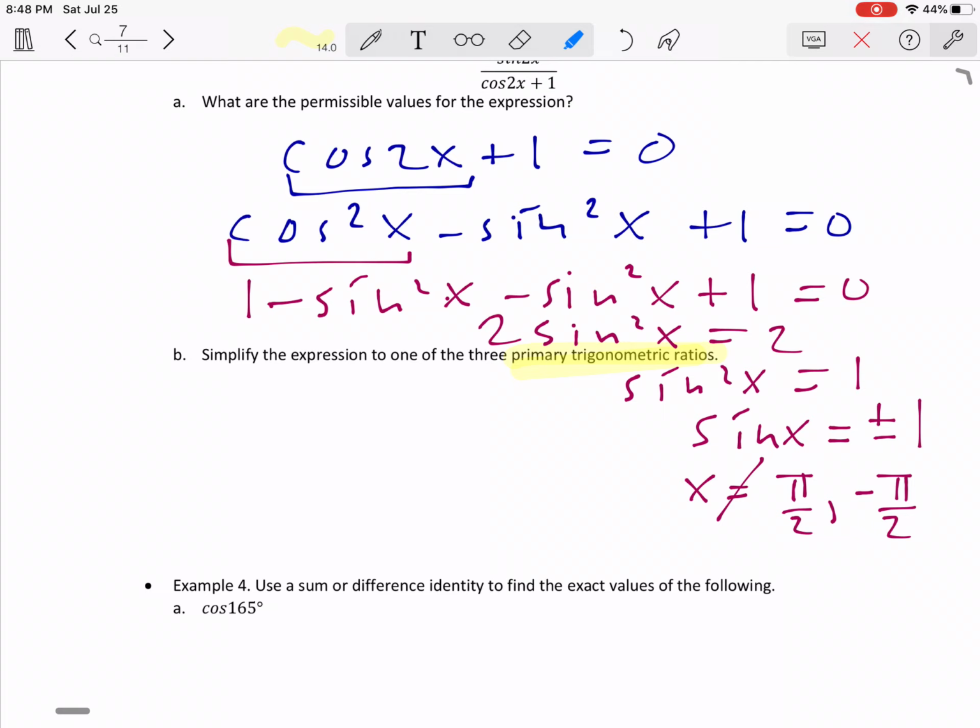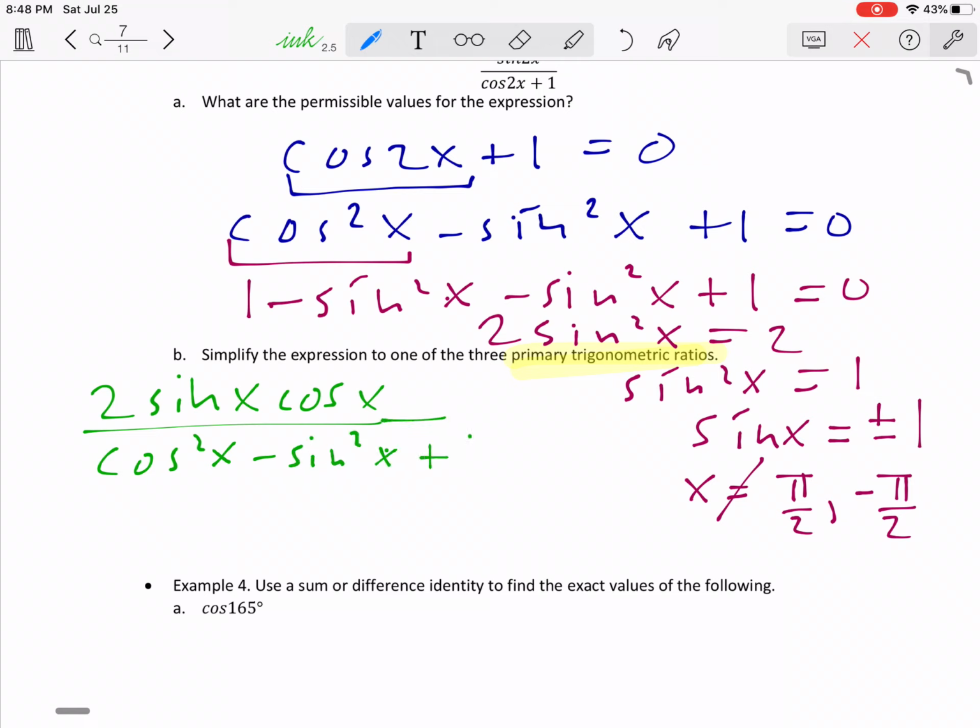Okay, so let's write out the question again, or actually we can just go ahead and convert that. Sine 2x at the top. Again, if you're wondering where I'm getting these from, the identities. Sine 2x is going to be equal to 2 sine x cos x. And then the cos 2x is going to equal the cosine squared x minus sine squared x. And then you still have that plus 1 there.